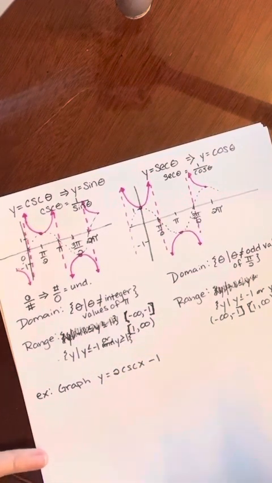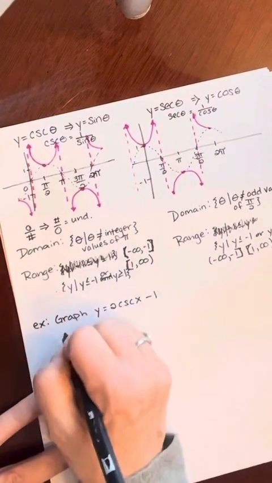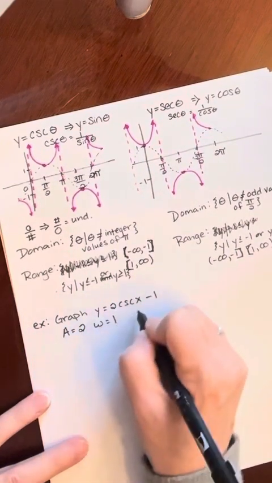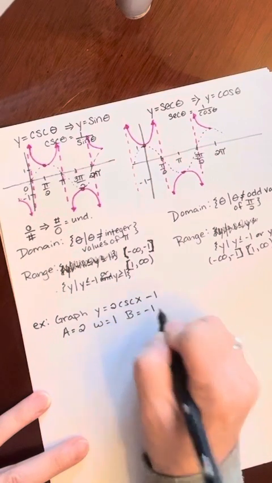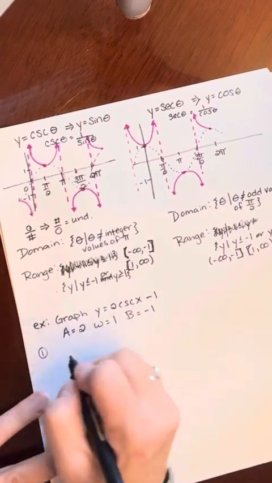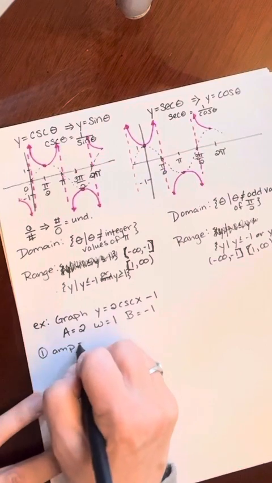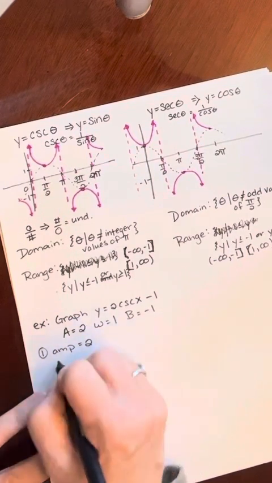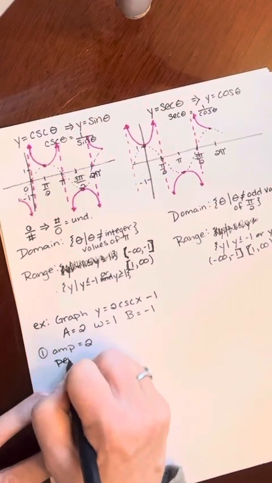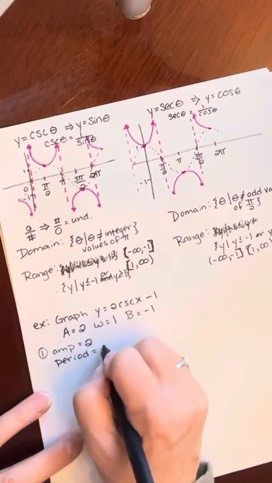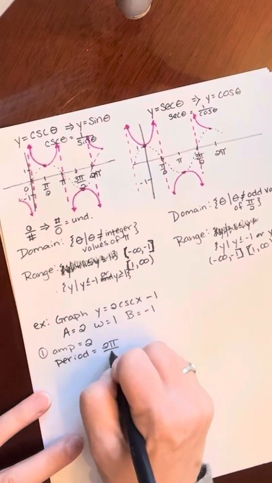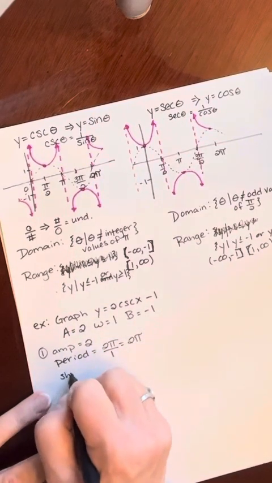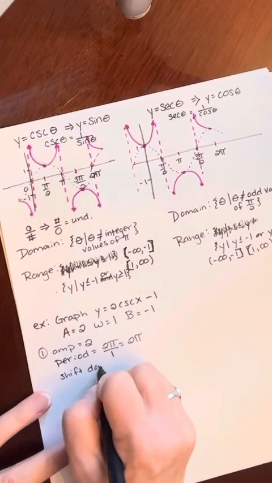All right, let's see what we've got. We have a equals 2, omega equals 1, b equals -1. So for step 1, your amplitude is just the absolute value of 2 or 2. Your period equals 2 pi over omega, which is 1, so just 2 pi, that's nice. And then you have a shift down 1.